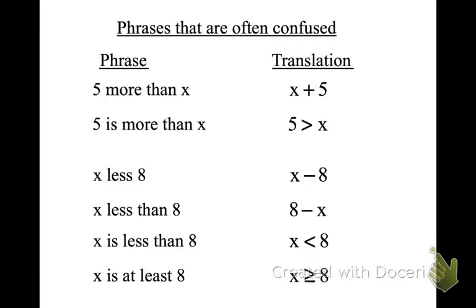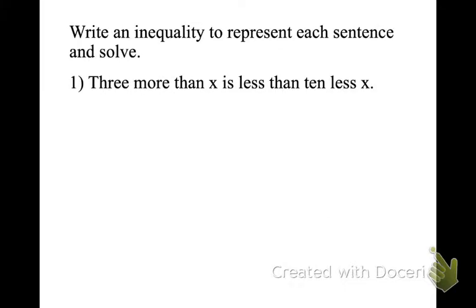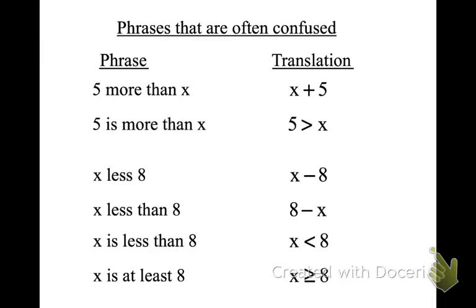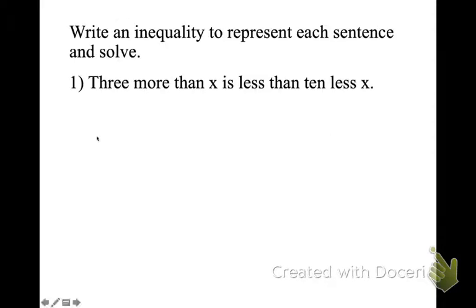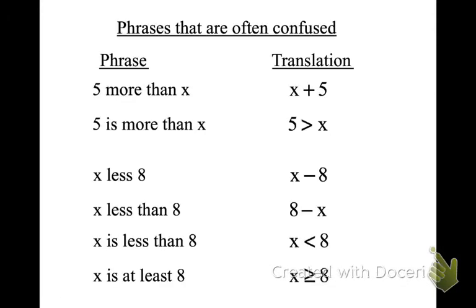Because when it says at most, it would be, which I think then we should add right here. X is at most, I guess it doesn't matter where we write it. It should be X is at most 8, which would be X is less than or equal to 8. Okay, X is at most.